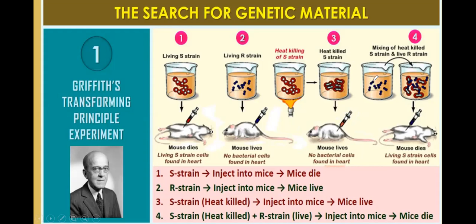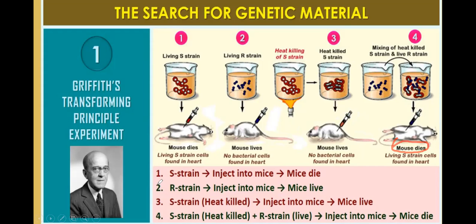Now when you inject S strain, the mouse lives. When you inject heat-killed S strain, the mouse lives. So when we mix S strain and R strain, it should survive, but it dies. This was surprising. Griffith was surprised.